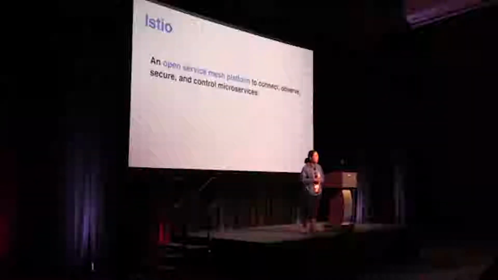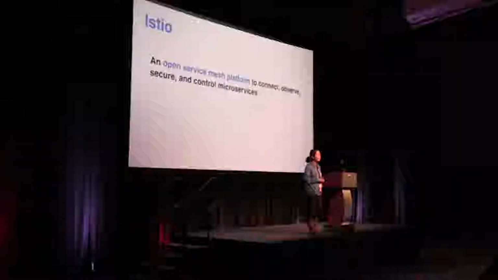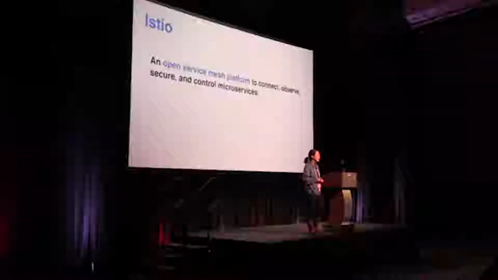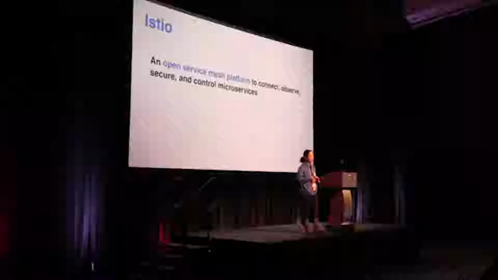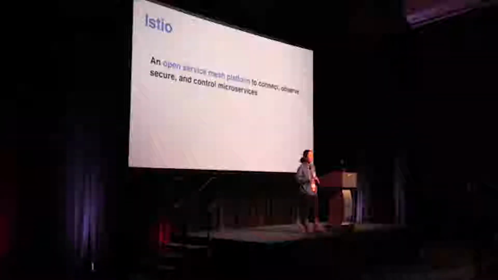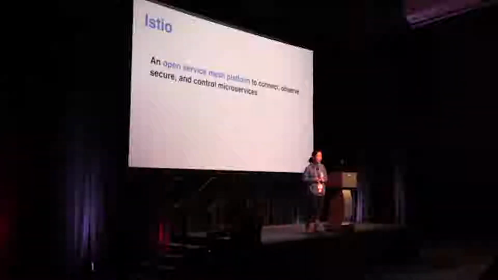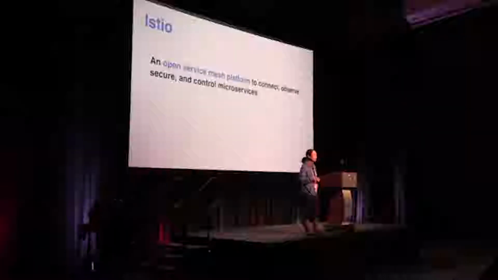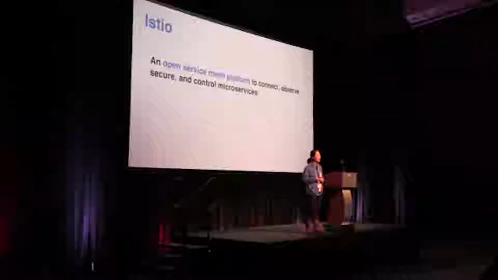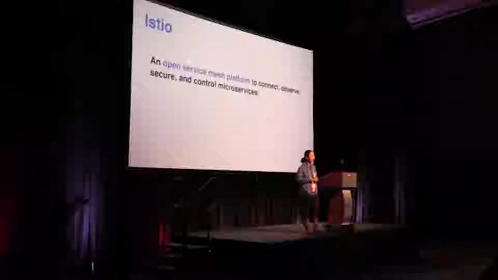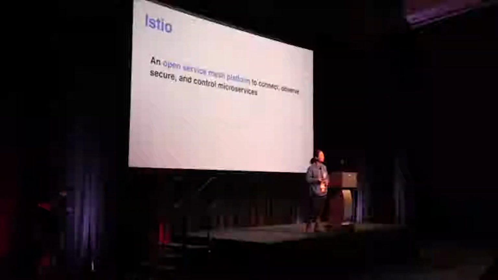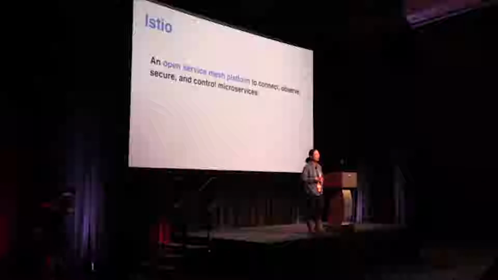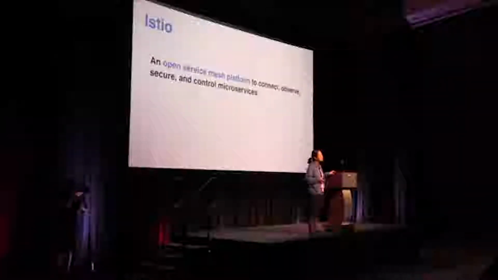Istio was a project launched last May by IBM, Google, and Lyft, founded by these three companies, but it's been tremendously growing. Red Hat is a big player in Istio now, and Cisco, Tigera, VMware. So it's a really thriving community. We have 200 plus contributors now.